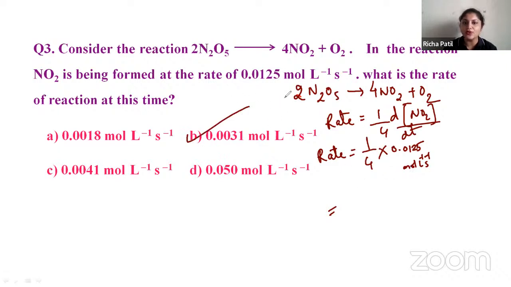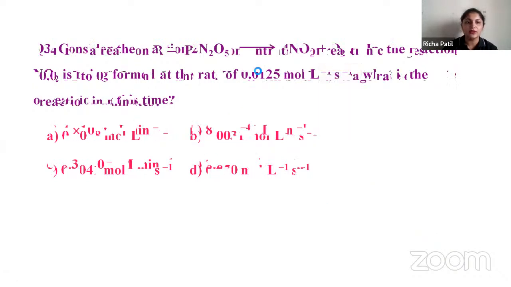So the value of NO2 is given. So write the rate for this and you have to substitute the value for NO2. You get 0.0031 mole per liter per second. So this is the answer. It is B. Yes, B is the answer. So we'll go for the next one.